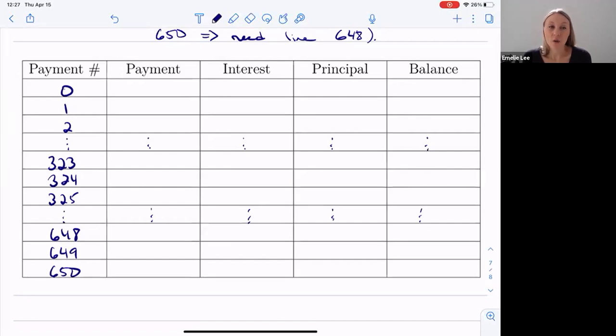Another thing that I know, and this is true for all of these, is that there's no payment, no interest, no principal for this first line because there have been 0 payments made. But I need it because I need to know the loan balance. This has to be the 208,000. We know that from before.